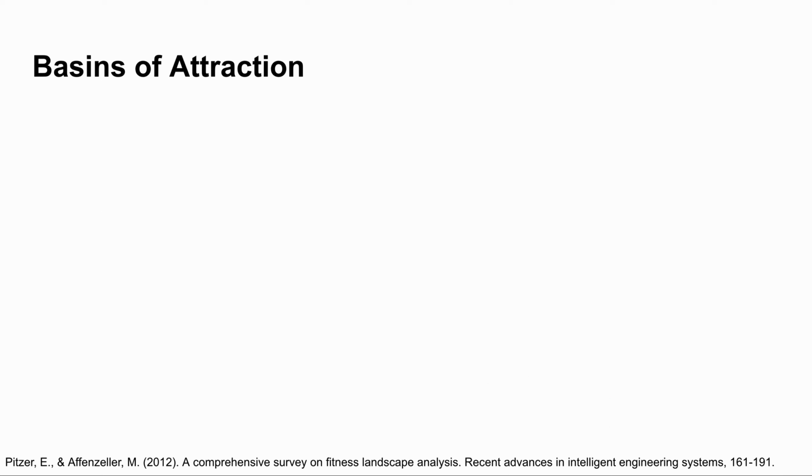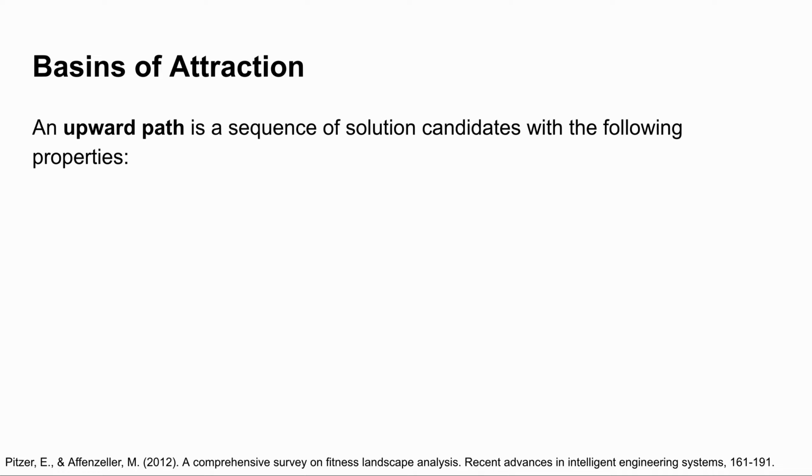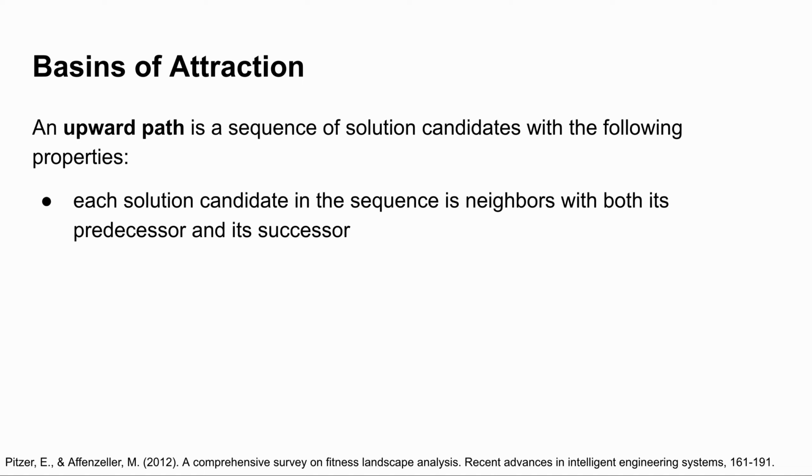We can examine not only local optima, but also the areas around local optima, which are called basins of attraction. To understand basins of attraction, we must first define some terms. An upward path is a sequence of solution candidates with the following properties. Each solution candidate in the sequence is neighbors with both its predecessor and its successor, and the fitnesses in the sequence are non-decreasing. You could intuitively think of an upward path as hopping from neighborhood to adjacent neighborhood, while fitnesses increase or stay the same.